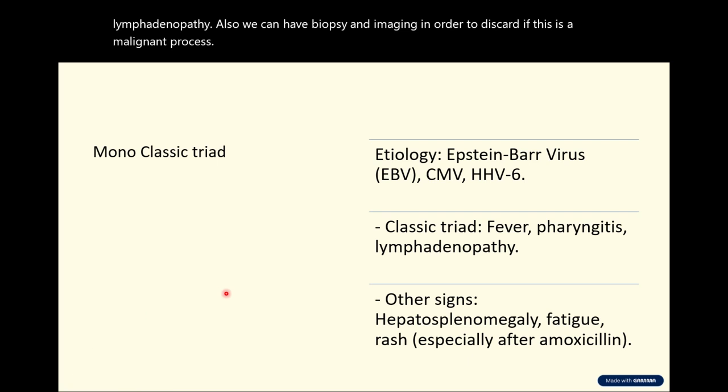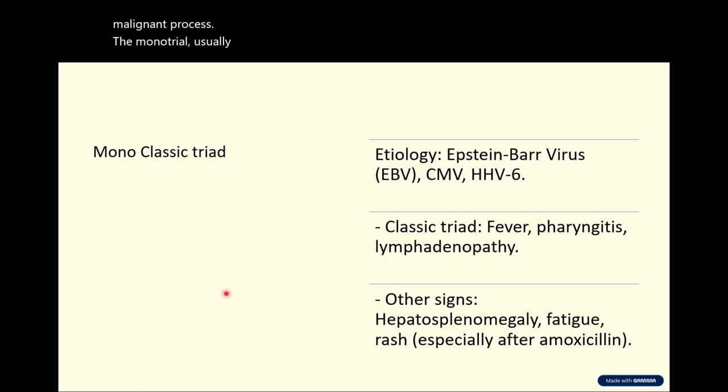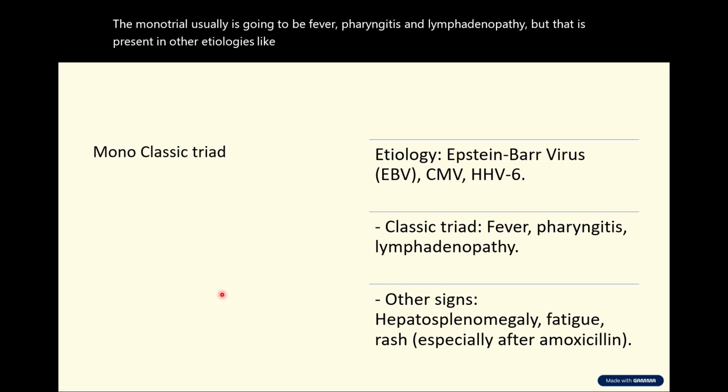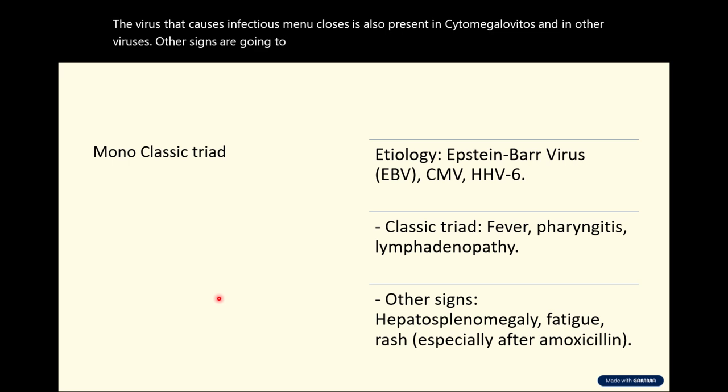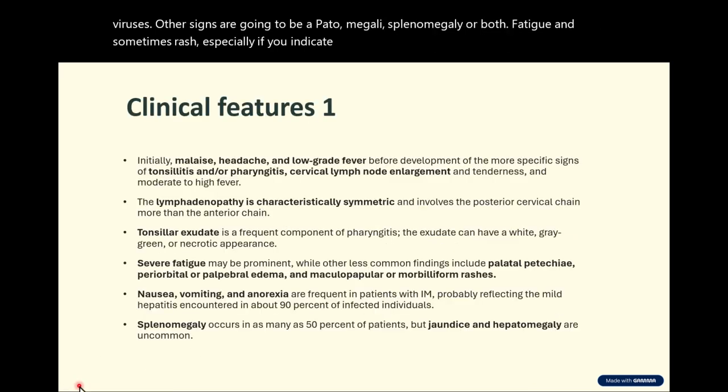The triad usually is going to be fever, pharyngitis, and lymphadenopathy. But that is present in other etiologies, not only Epstein-Barr, which is the virus that causes infectious mononucleosis; it is also present in cytomegalovirus and in other viruses. Other signs are going to be hepatomegaly, splenomegaly, or both, fatigue, and sometimes rash, especially if you prescribe amoxicillin to those patients.